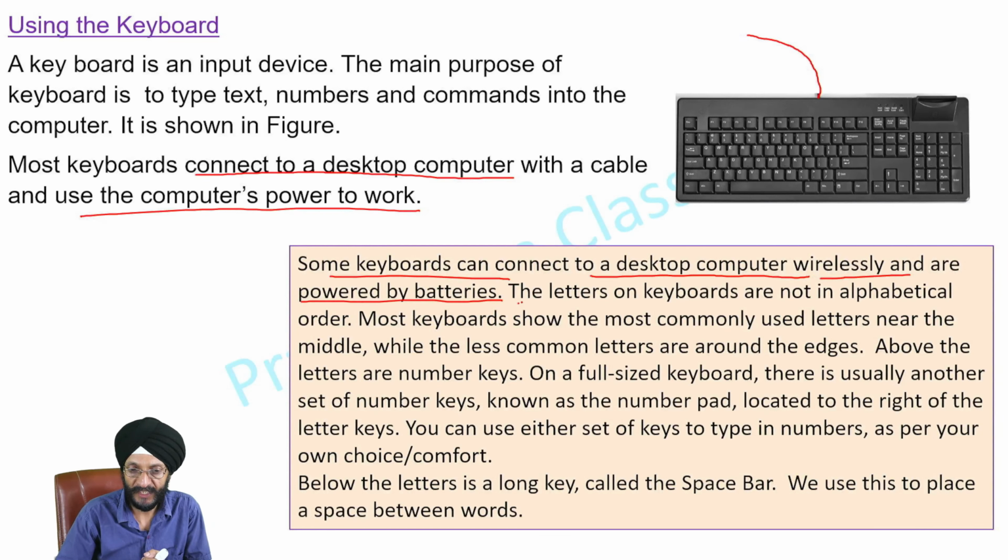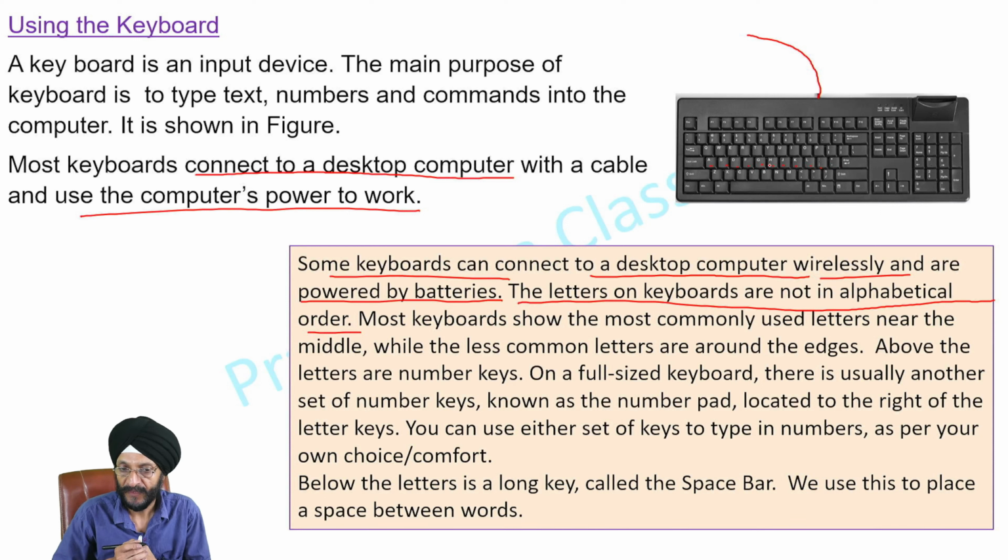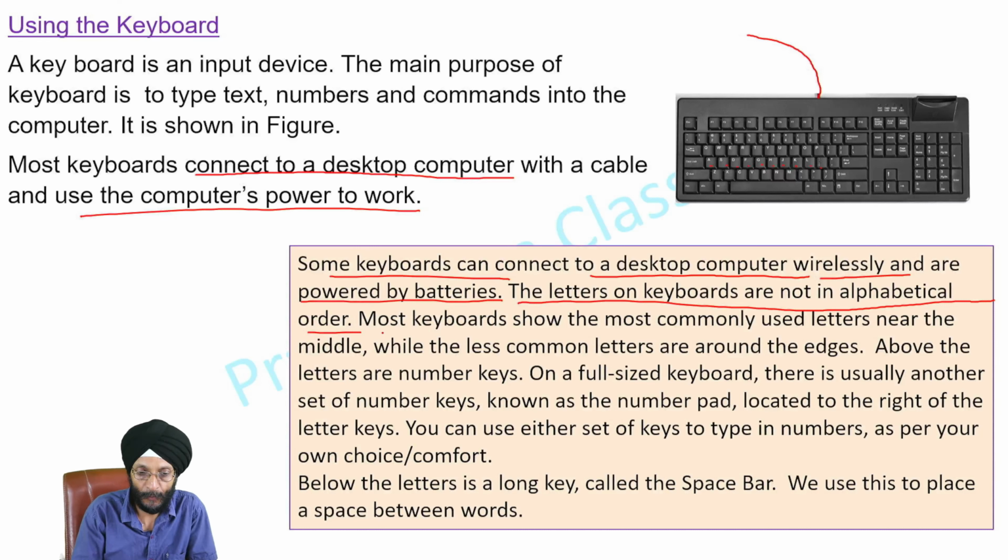The letters on the keyboards are not in an alphabetical order. That is, here you can see that it is not written as A, B, C, D. This is A, this is S, D, F, G, and from here, this is L, K, J, H. That is, in the keyboard, the letters are not given in alphabetical order. Most keyboards show the most commonly used letters near the middle. You can see that most of the keys are here in the middle.